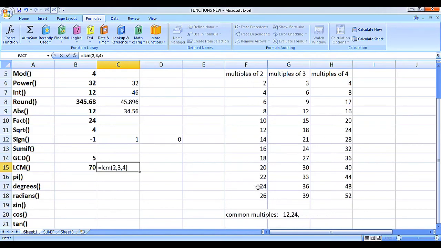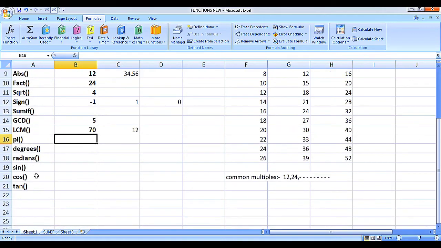You know the multiples of 2 are 2, 4, 6. That is multiplication table of 2. Then multiples of 3. Then multiples of 4. Here common multiples are, common means the multiple which is common in all three columns. That is multiples of 2, 12 is common. You can see here. So common multiples are 12. Then 24 is also common. You can see here. And among common multiple, least common multiple is the result of LCM. The name itself indicates least common multiple. So the result here is 12.